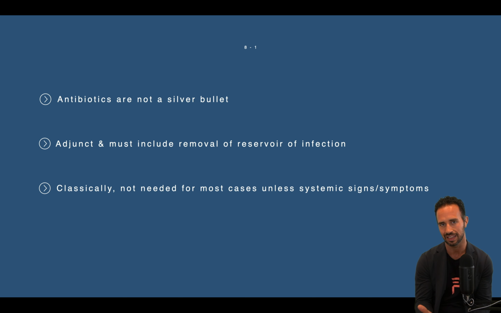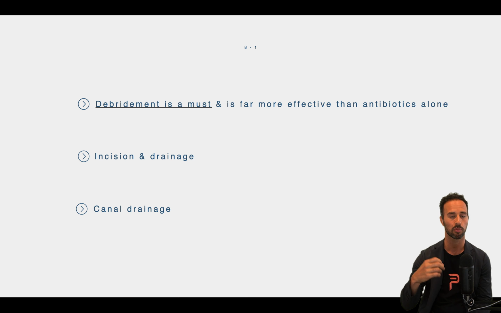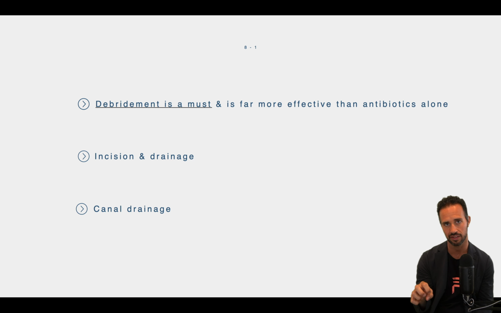And classically, antibiotics are not needed in the majority of situations. I'm going to go over that with you, but unless you have systemic signs of infection, generally speaking, antibiotics are not needed. Again, I'm going to go over the indications with you. Debridement of the pulp tissue, the infected tissue, along with the bacteria inside of the tooth, is far more effective than antibiotics alone. You might want to do a combination of the two in certain situations, and like I mentioned, I'll go over that with you, but debridement of that tissue has to happen.